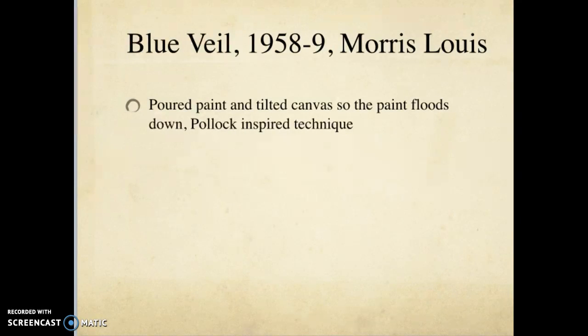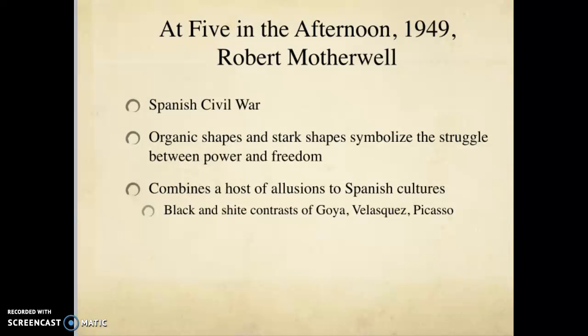The next piece is Blue Veil by Lewis Morris. It's poured paint and tilted canvas, inspired by Pollock, much lighter hand. Then you have At 5 in the Afternoon by Robert Motherwell. That's this piece. So you have sort of stark contrast, organic shapes. He's obviously looking and thinking about some of the things that people like Jackson Pollock and William de Kooning are doing.